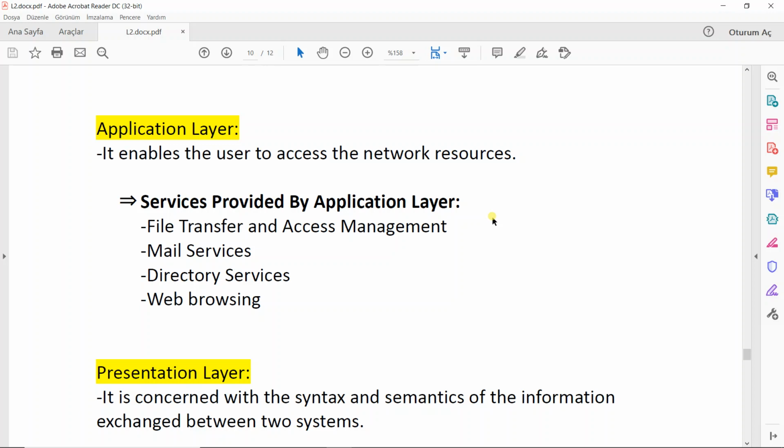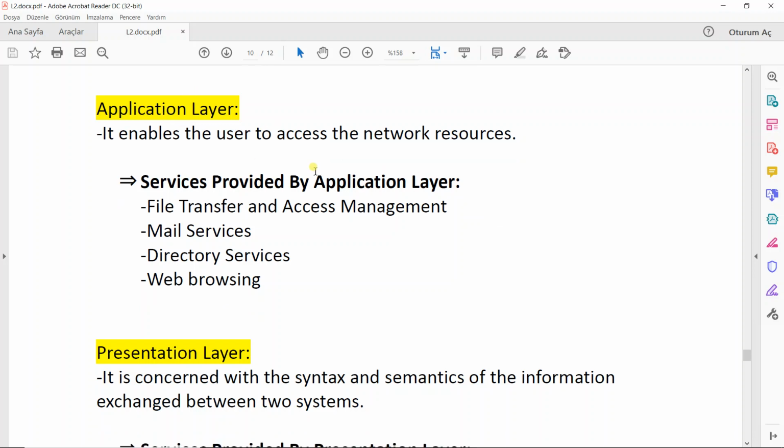Application layer. Let's now study the functionalities, the jobs, the tasks of each layer. What's the application layer? We are going to use the OSI model. So the application layer, first, enables the user to access the network resources. Services provided by the application layer. Give me examples of services: file transfer, mail, directory service, web browsing, Microsoft Teams, Skype, Zoom.